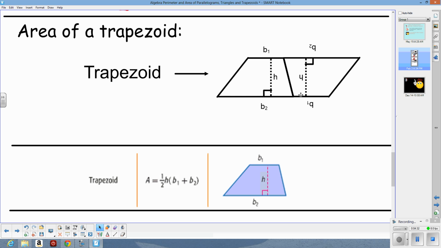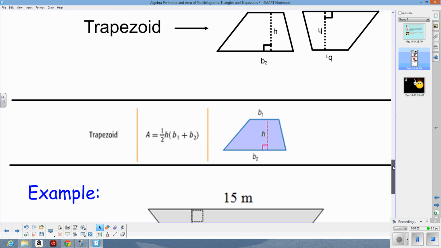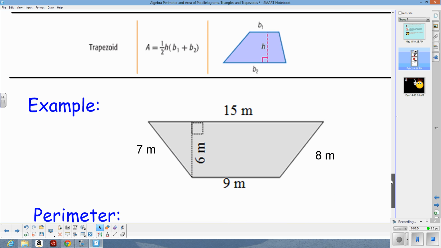Remember, the area of a parallelogram is base times height. So if we take B1 plus B2, or the two bases of the trapezoid, and add them together, and then multiply it by the height, that would give us the area of this parallelogram. But then remember, we only want half of that. So that is where the formula for area of a trapezoid comes from. It's 1/2 times the height times the sum of the bases. B1 and B2 stand for the two bases, the two parallel sides.